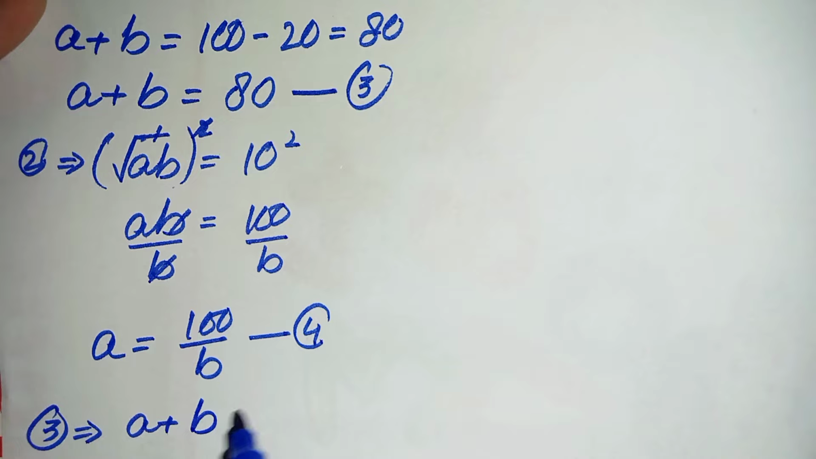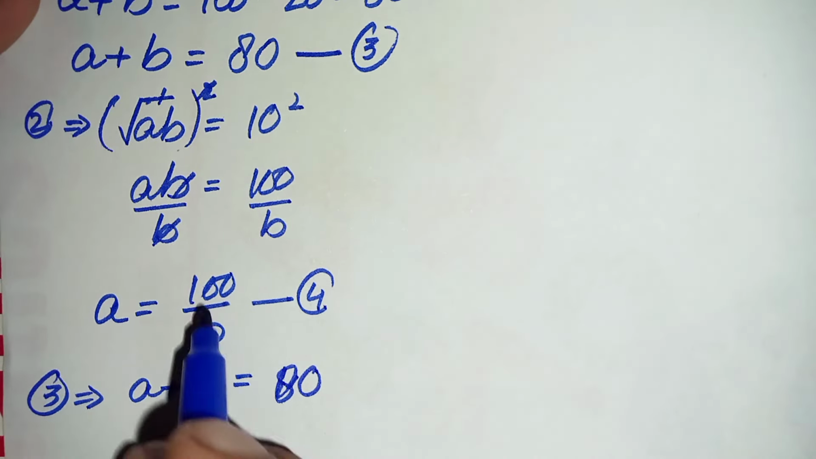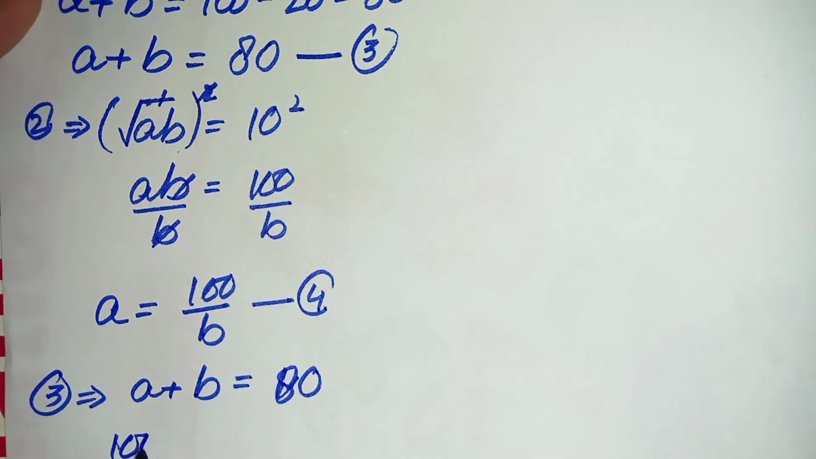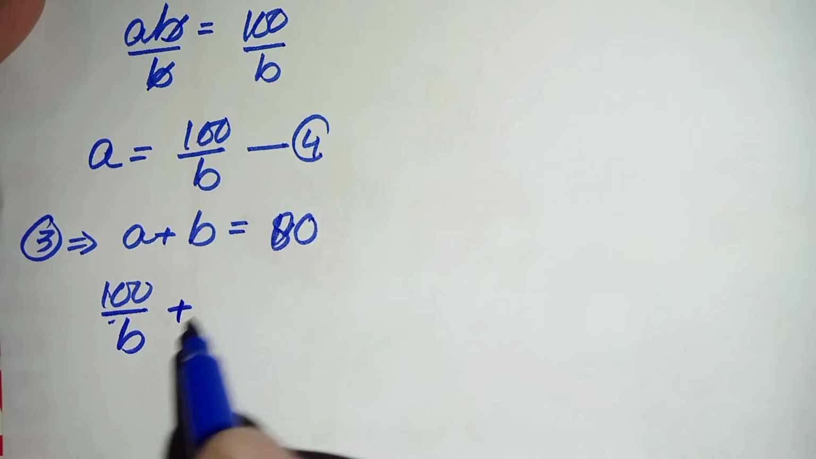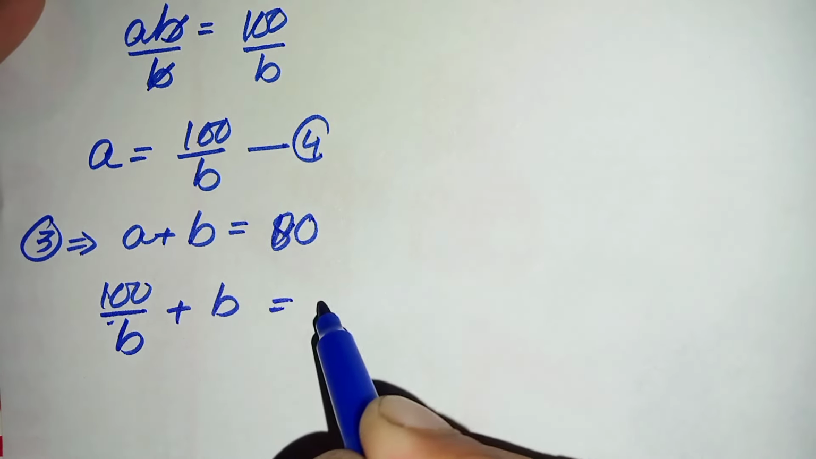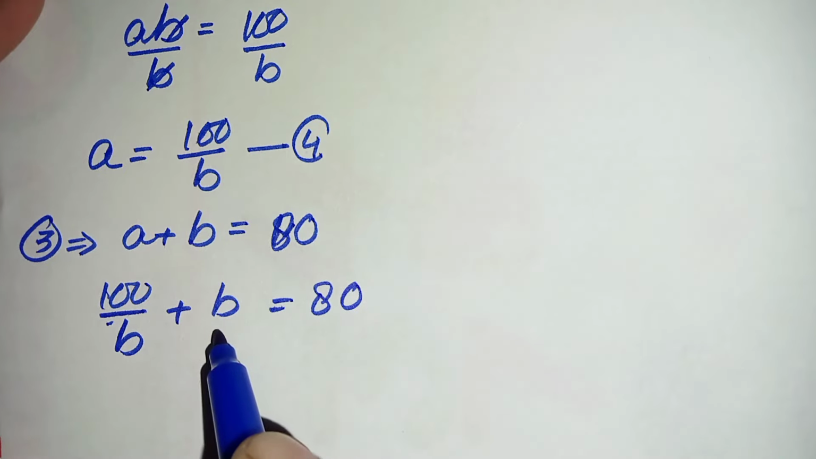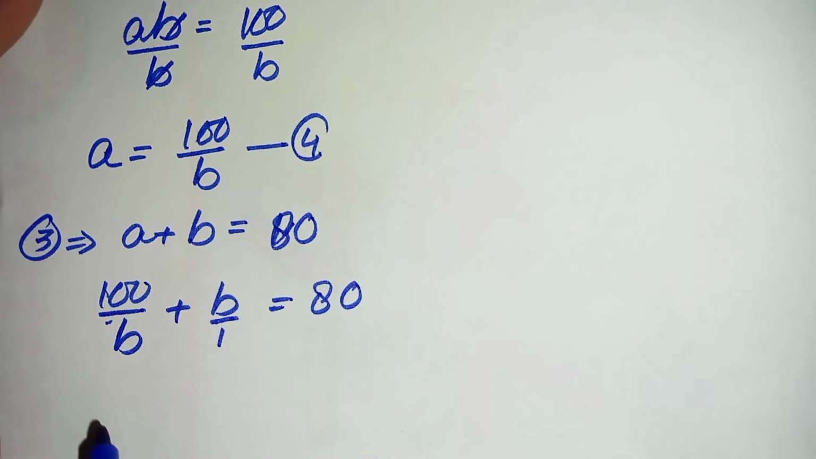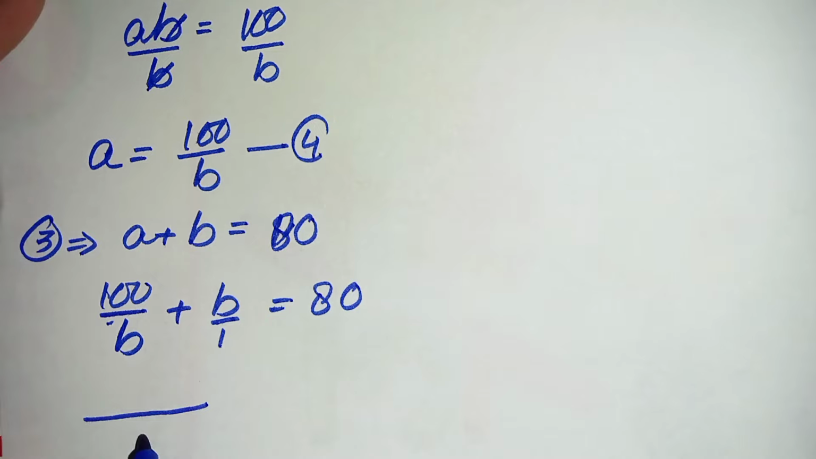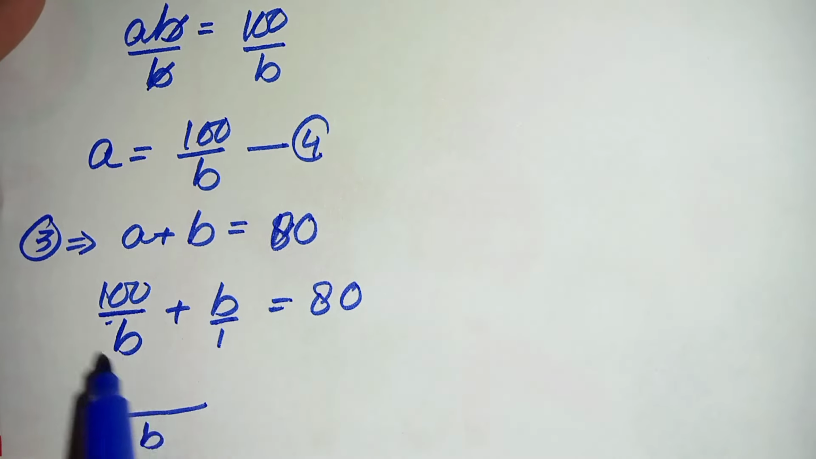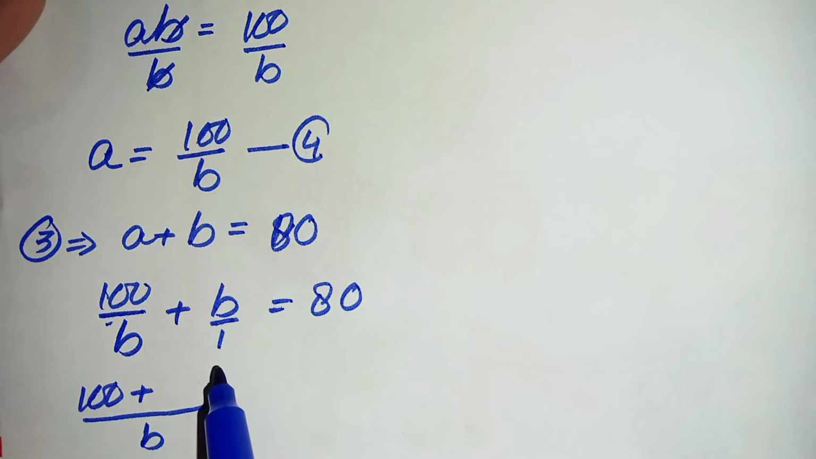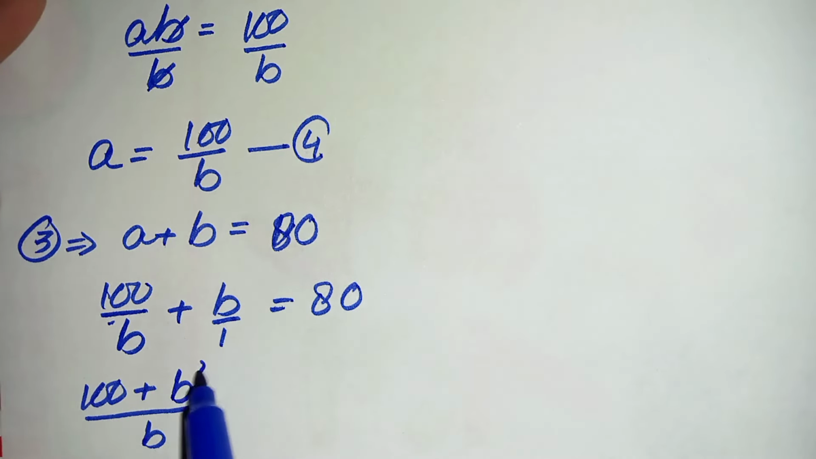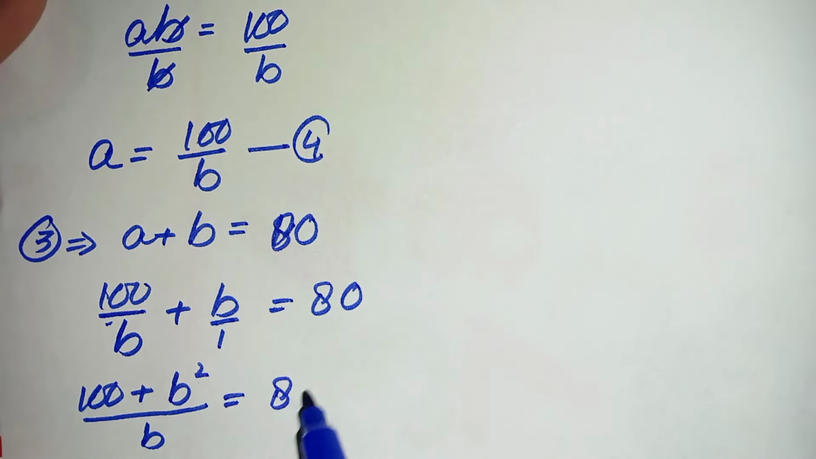a plus b is equal to 80. Now here a is 100 by b, so this will become 100 by b plus b is equal to 80. Now here we will take LCM. LCM of b and 1 is b, so this will become b. Now dividing b by b gives same 1. 1 times 100 is 100 plus dividing b by 1 gives same b. B times b is b square is equal to 80.